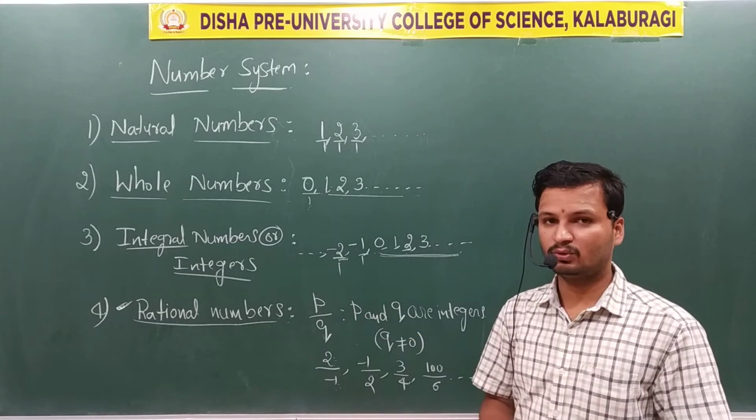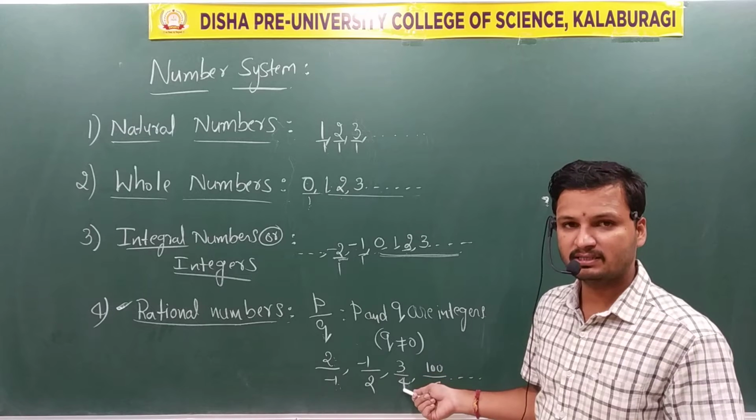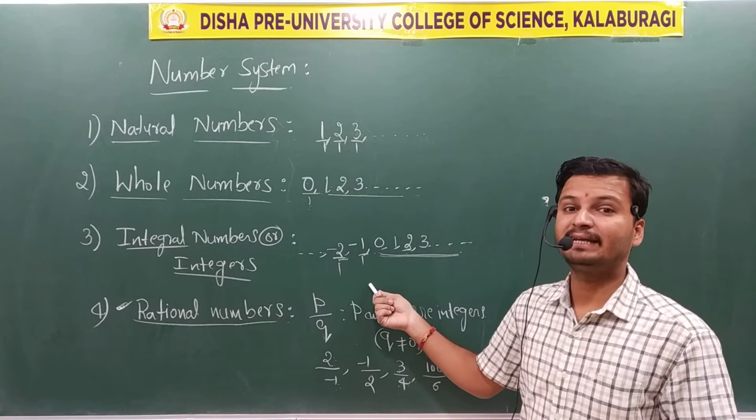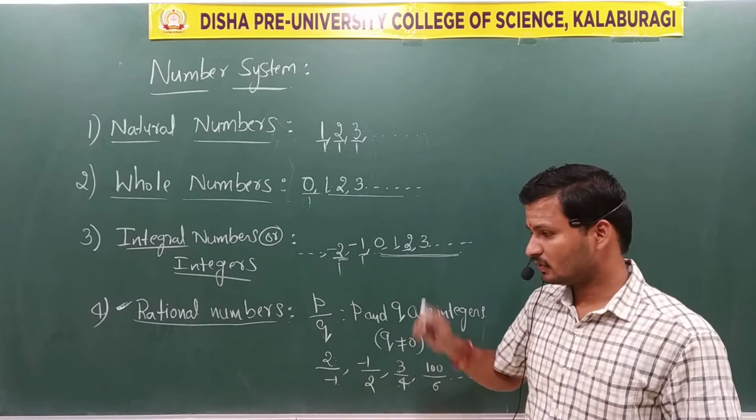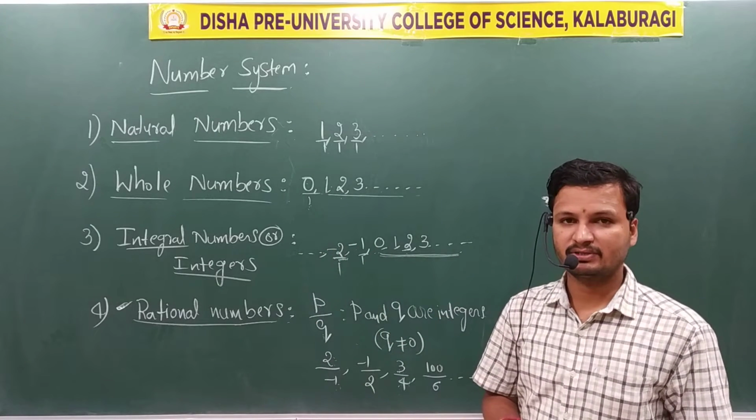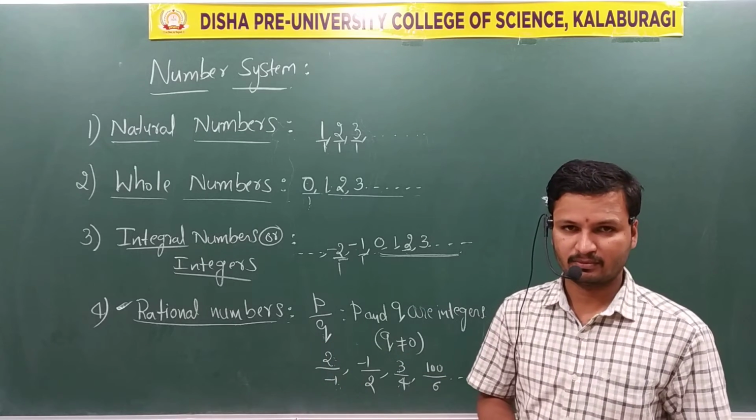But the converse is not true. See, here 3 divided by 4 is a rational number, but 3 by 4 is not an integer. So all rational numbers need not be integers, but all integers are rational numbers.